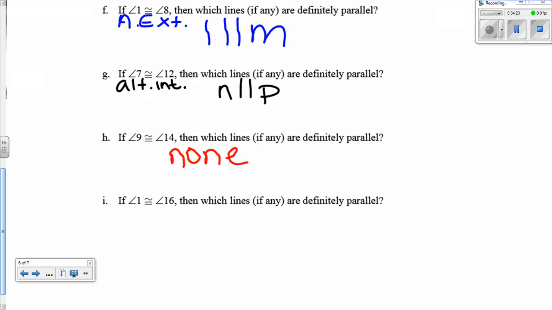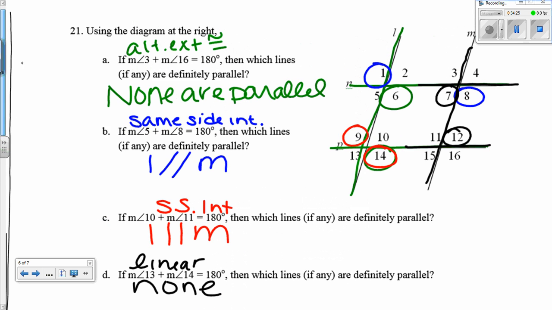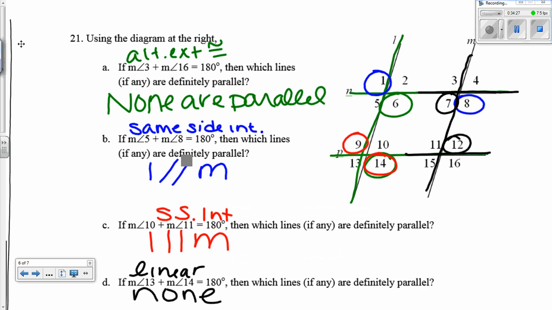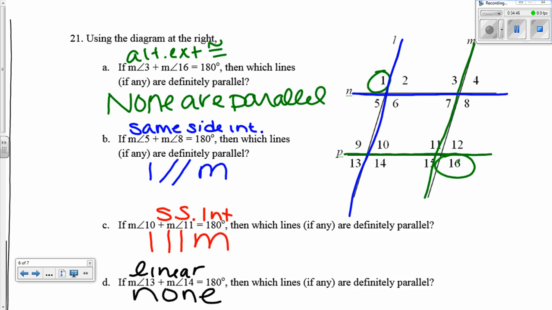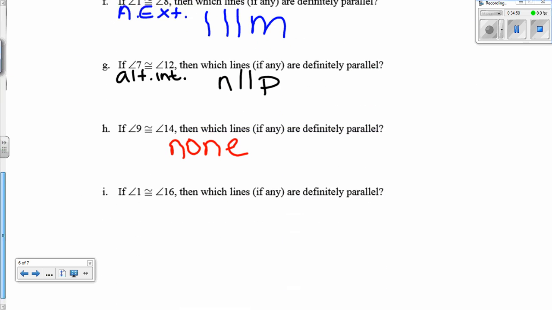The last one for this page, letter I. Again, I'm going to erase my diagram because I only have 4 colors and I need to color code it. Okay. 1 and 16. Well, let's see, 16 is using P and M. 1's using N and L. So we have no angle relation for this. This does not tell us anything. This is none.